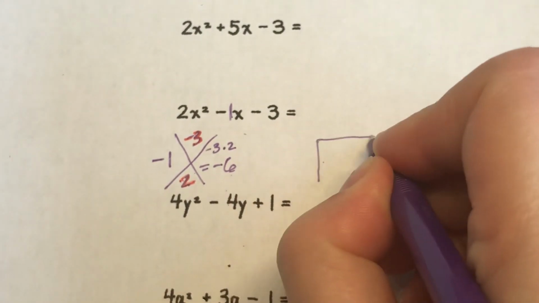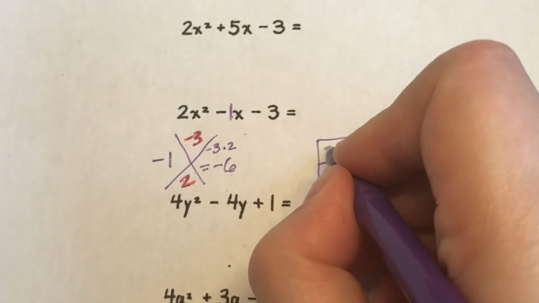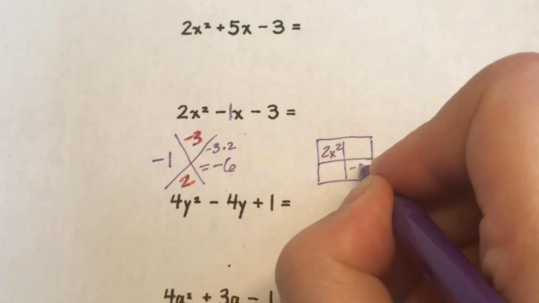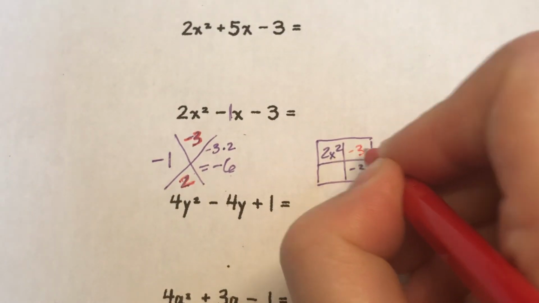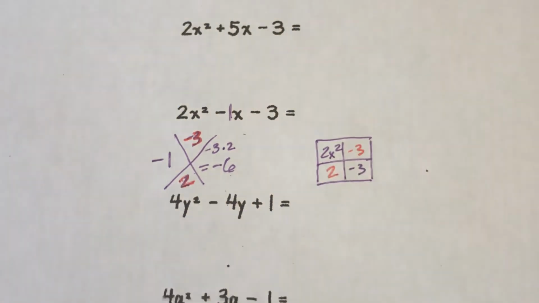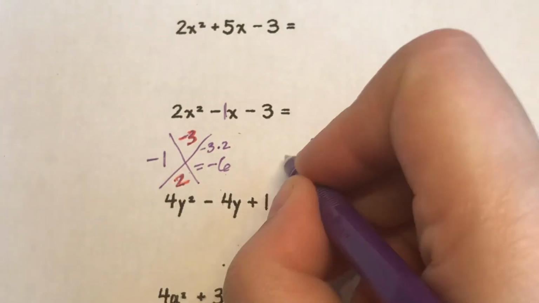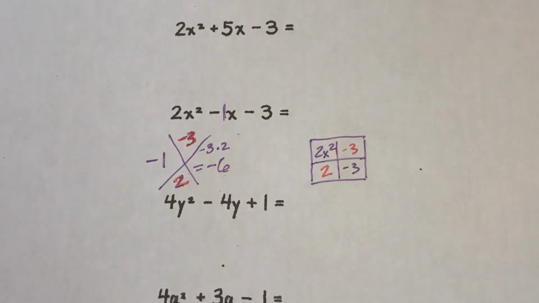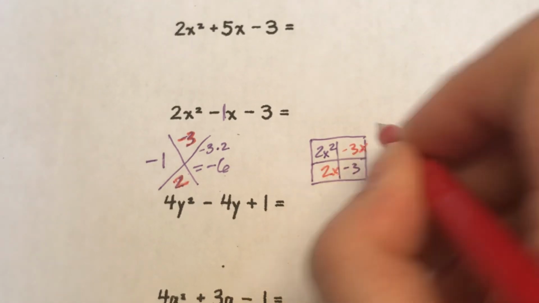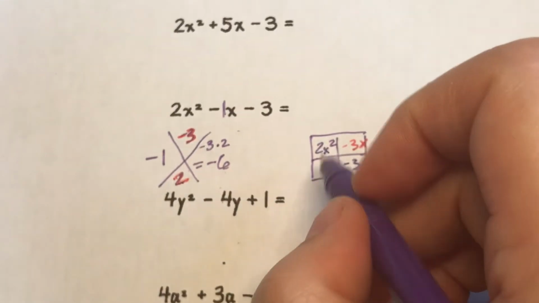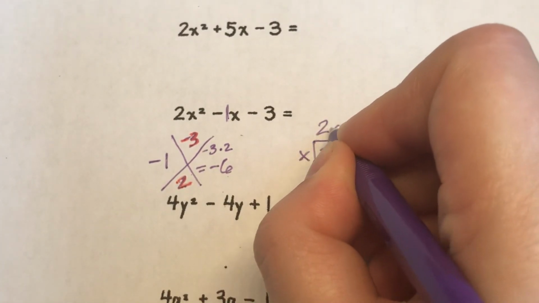So in our box, we have 2x squared, and we have -3, and then I have -3 and +2. So my greatest common factor of this line, oh, I forgot my x's. All right, my greatest common factor here is just x, and here it's 2x.